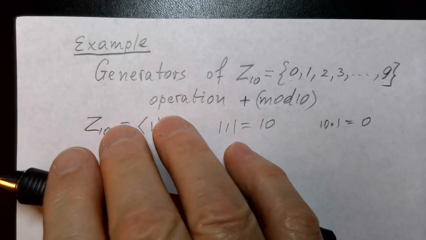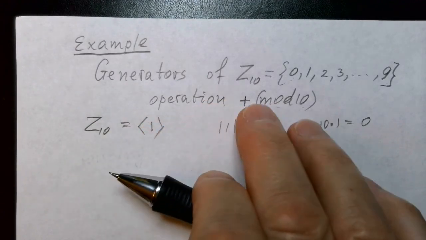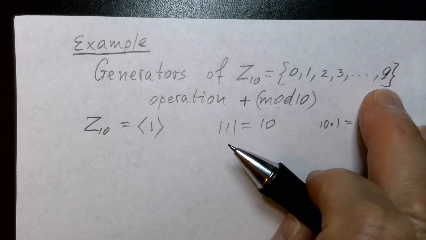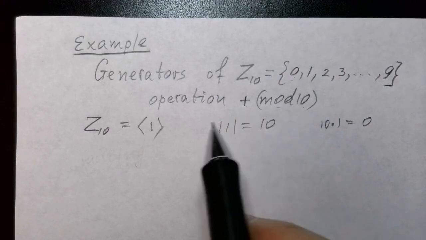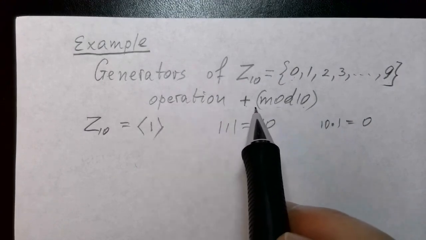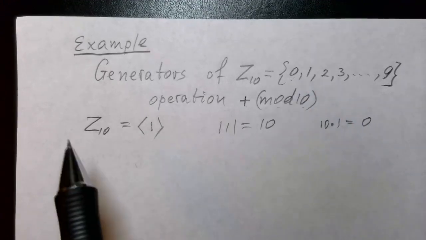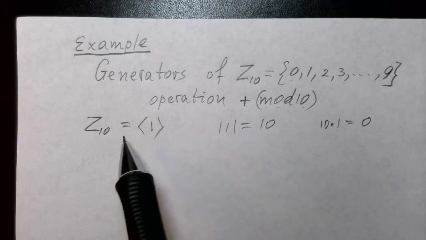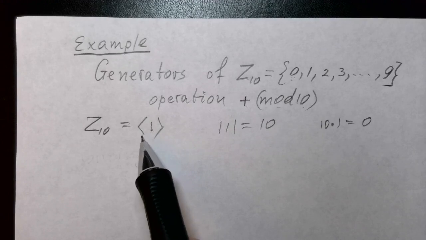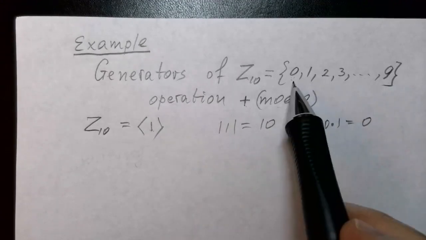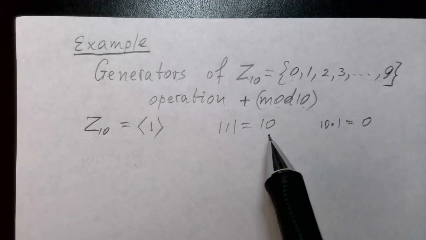In this example, we'll find all generators of the group Z10. Z10 consists of the numbers from 0 to 9, and the operation is addition mod 10. So the group is in additive notation. 0 is the neutral element, the unity, and the group is generated by 1, all multiples of 1. If you take all multiples of 1, you get the group Zn.